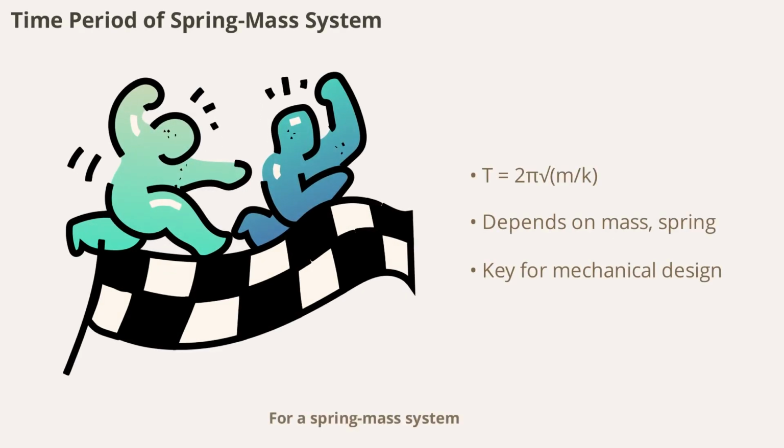For a spring mass system, the time period of oscillation is given by T = 2π√(m/k), where m is the mass and k is the spring constant. This formula is similar to the one for SHM and shows that the time period depends on the mass and the stiffness of the spring. This relationship is crucial in designing mechanical systems that rely on precise timing and oscillatory behavior.